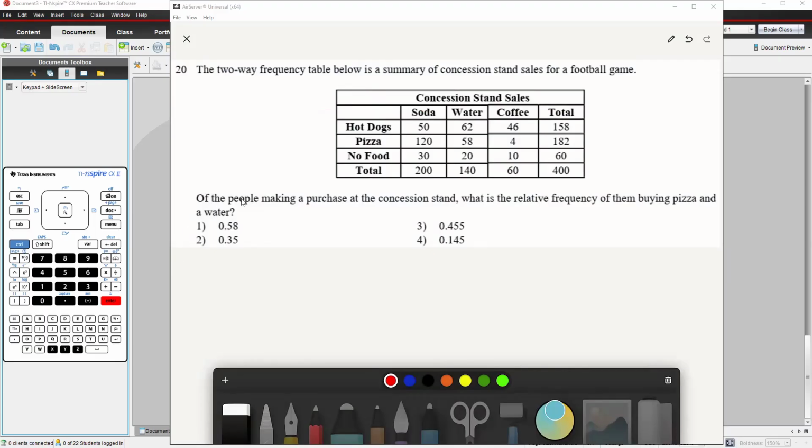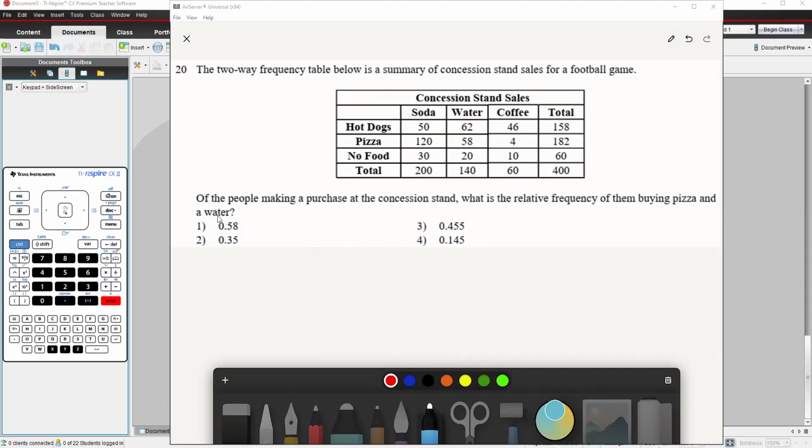Now it says, of the people making a purchase at the concession stand, what is the relative frequency of them buying pizza and water? Normally they used to say, what percent of the people making purchases buy pizza and water, and then you would set up this proportion. So I'm going to treat this like a percent. What is the percent of the people buying pizza and water? The one thing you should see is that we have two categories here: a category for pizza and a category for water.